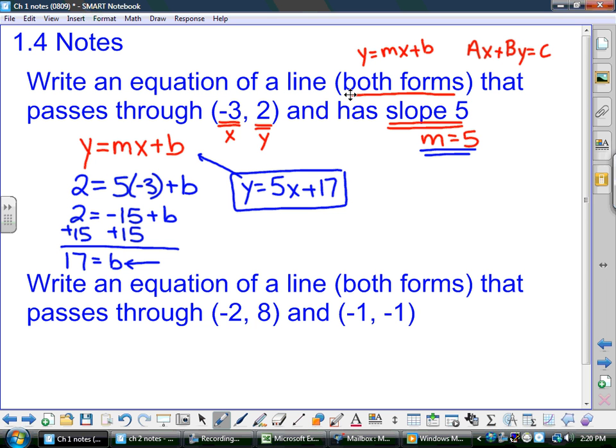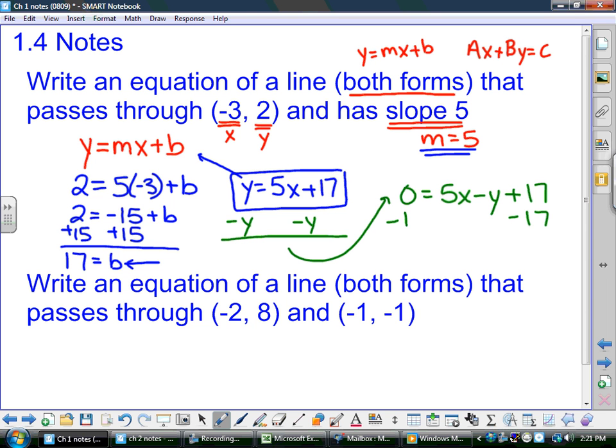So you can do it lots of different ways. I'm going to subtract y from each side and get 0 equals 5x minus y plus 17. That's actually the way your book writes standard form. Typically, I will write standard form with the constant term on the other side. Either one is correct. It's just two different ways to interpret standard form. Notice that all of the coefficients here are whole numbers, and the coefficient on x is positive.